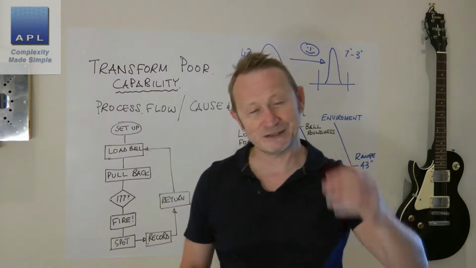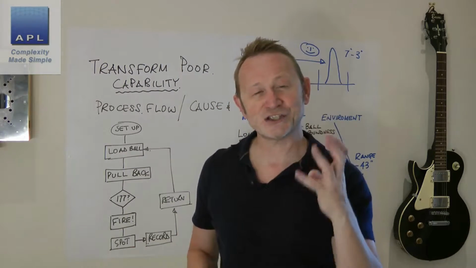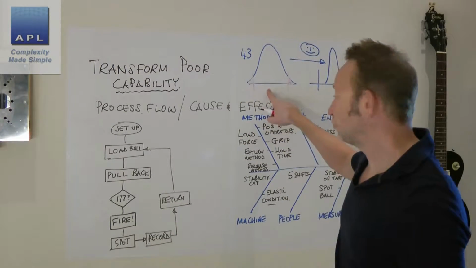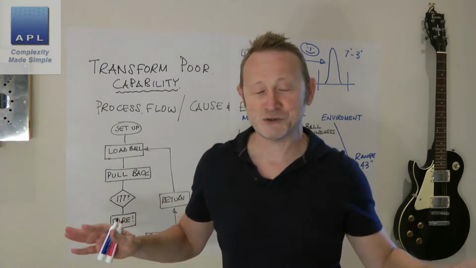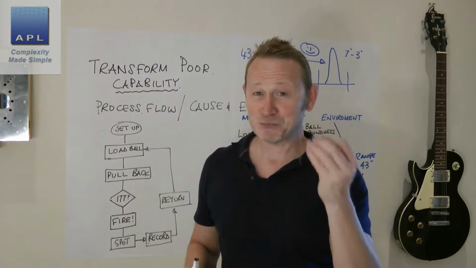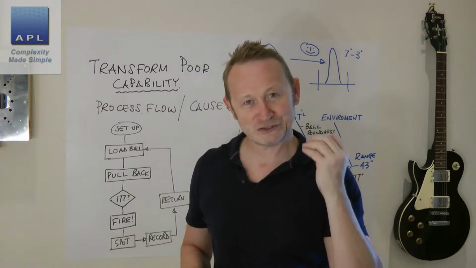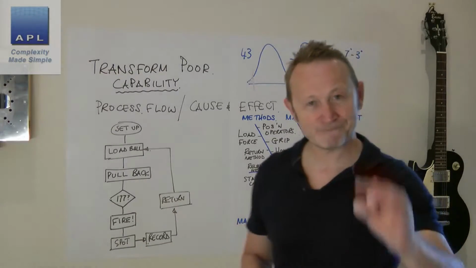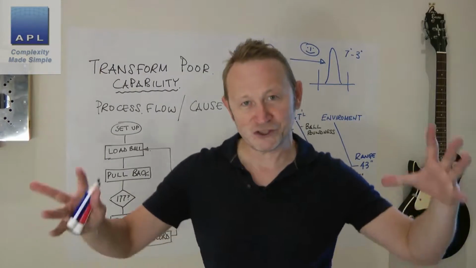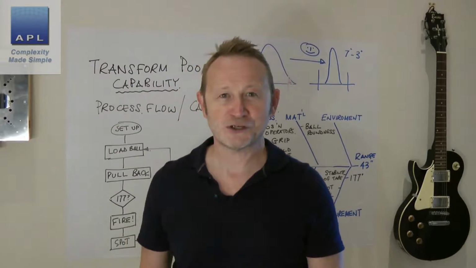It's about the ability to transform your capability. It takes 3 months to do it. If this is your problem, it's going to take you 3 months. I can't promise that you can do it any quicker than that, but if you do it, you will make pots and pots of money. Process flow, cause and effect, identify variables, fix variables, transform your capability.